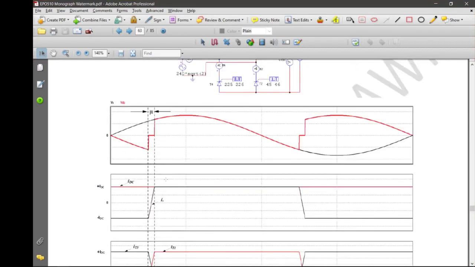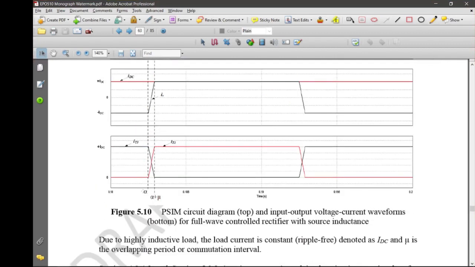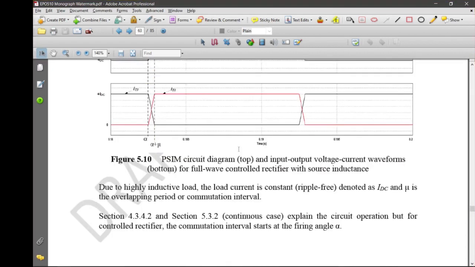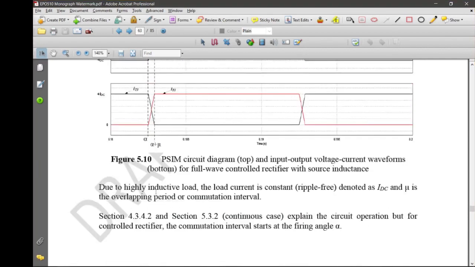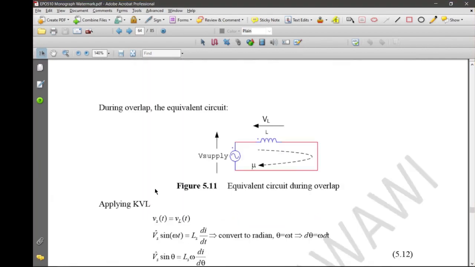Now you need to first determine what the mu angle is. Remember, we are looking at the transfer of current from thyristor 3 to thyristor 1. After this overlap, if you look closely, the current that flows is IT1. Let's look at how it is derived. During the overlap, the equivalent circuit becomes this. This is because there is an IU here.